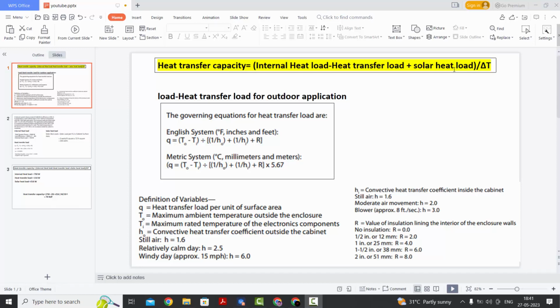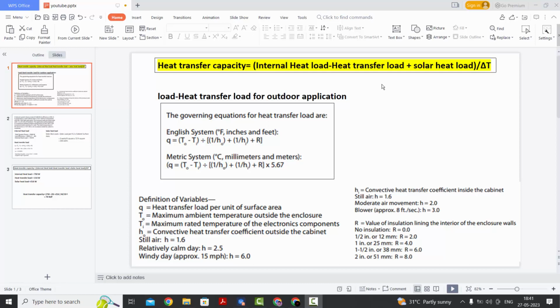Hello everyone, today's video is all about how to select the right heat exchanger for outdoor application. This is a formula to calculate the heat transfer capacity whenever the device is placed outdoor. The formula is: internal heat load minus heat transfer load plus solar heat load, and the whole term will be divided by the temperature difference.